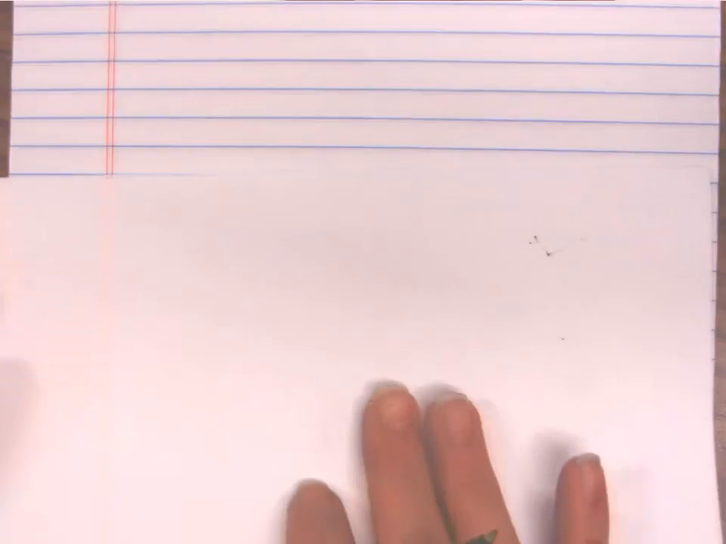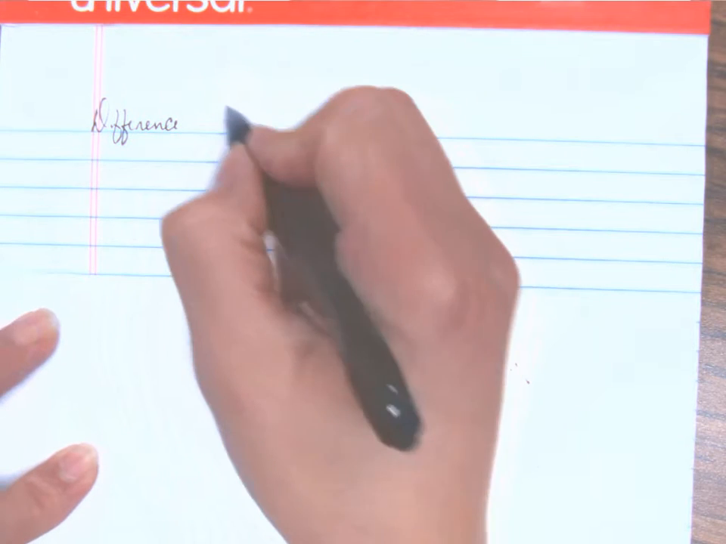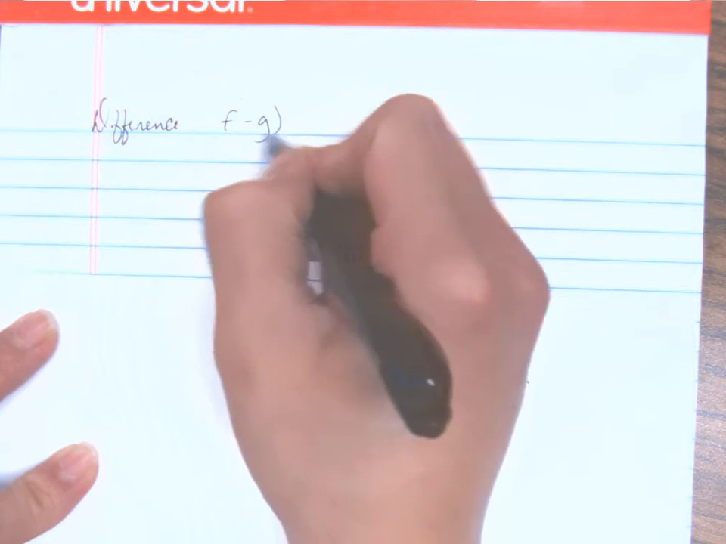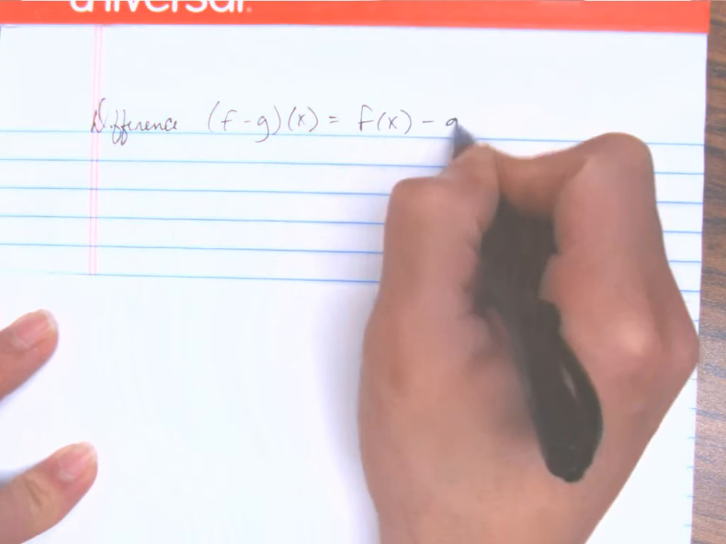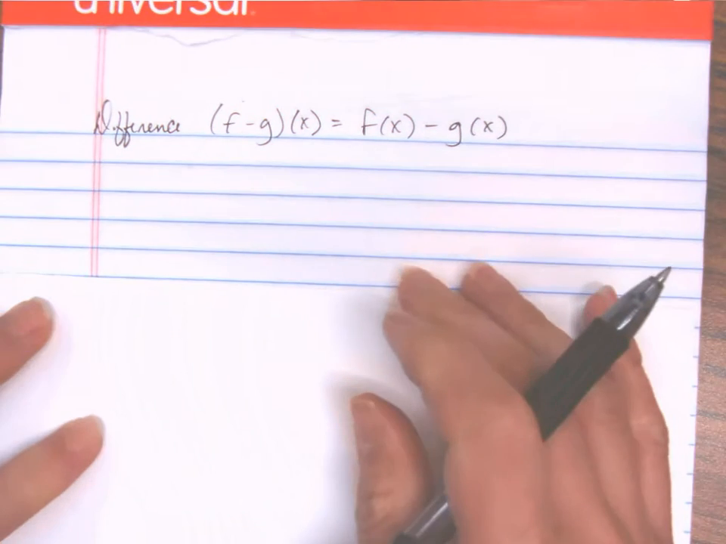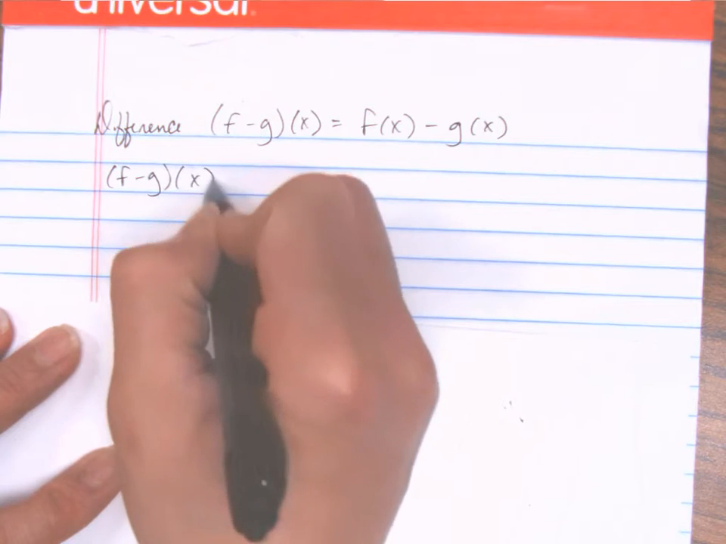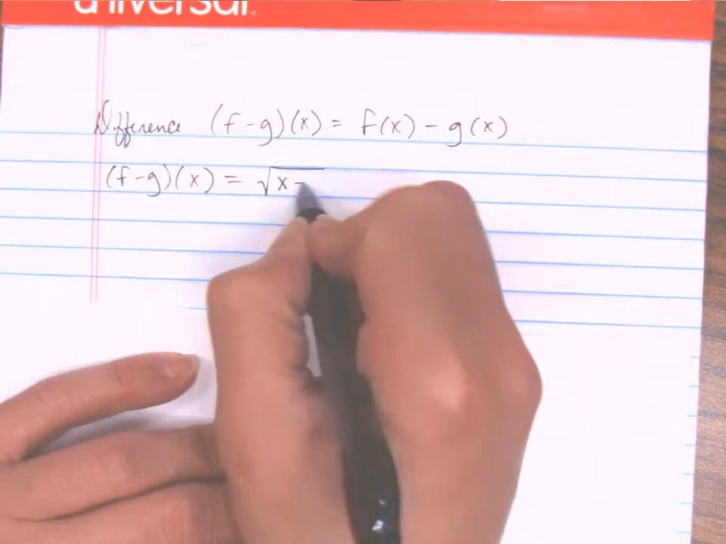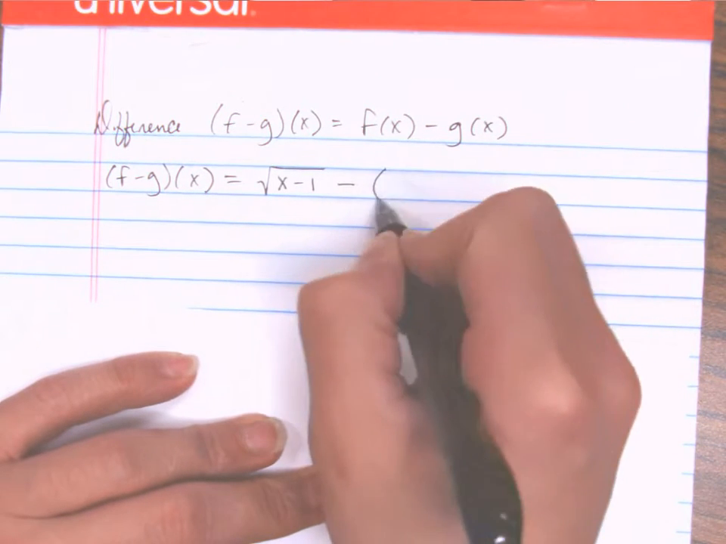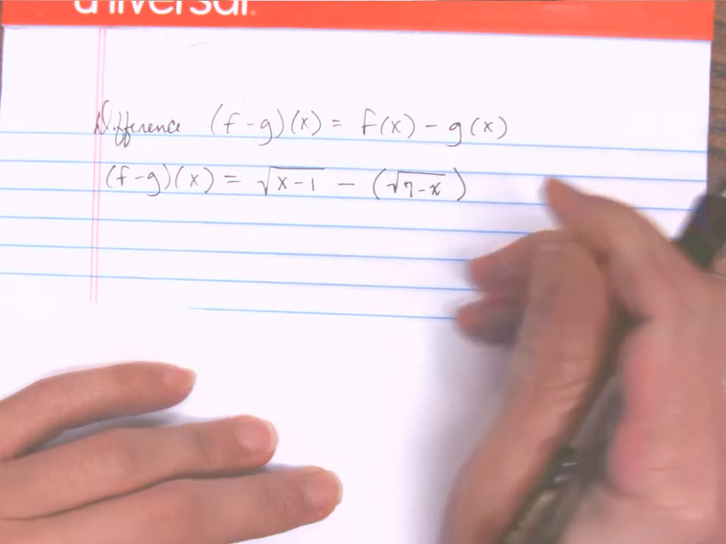Let's find the difference. So we're looking for f minus g of x, and that is going to be f of x minus g of x. Okay. So f minus g of x equals f of x, which we said was the square root of x minus 1, minus the square root of 7 minus x. Okay.